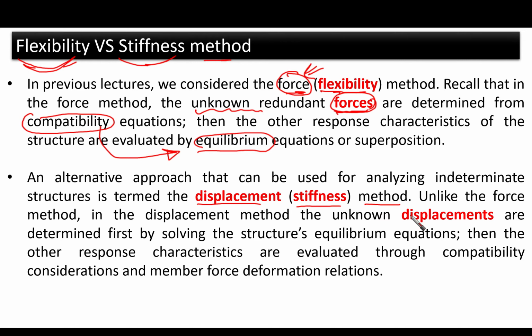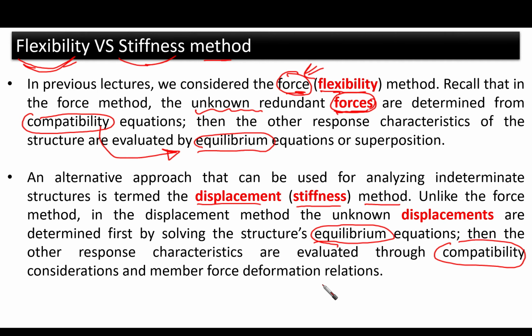Unlike the force method, in the displacement method, the unknown displacements are determined first by solving the structure's equilibrium equations. Now we start with equilibrium equations. Then the other response characteristics are evaluated through compatibility considerations and member force-deformation relationships.